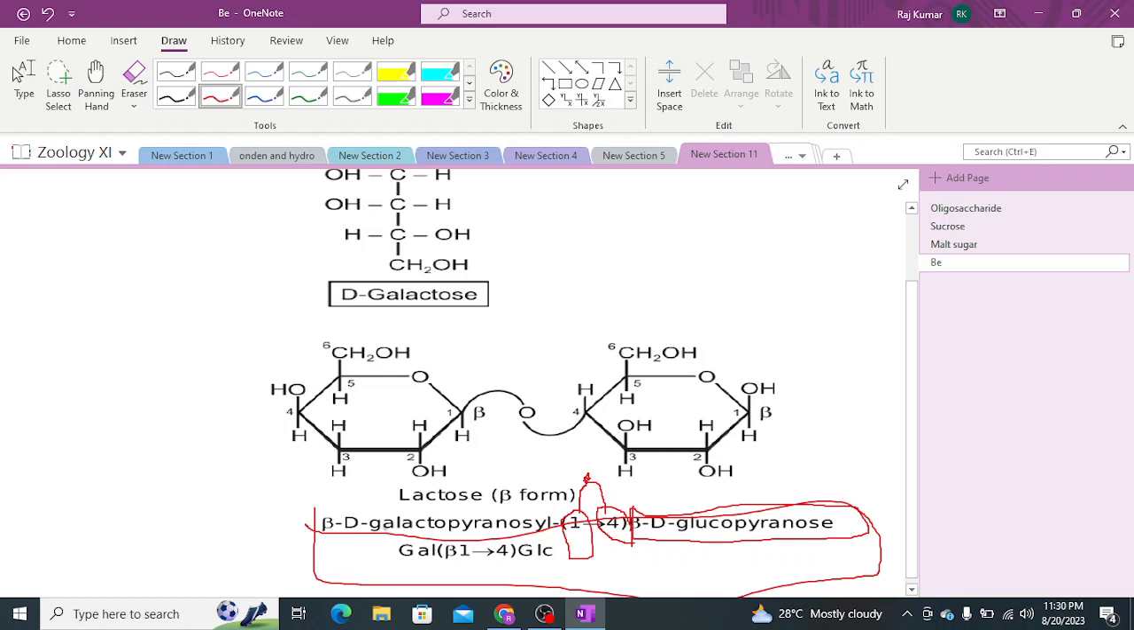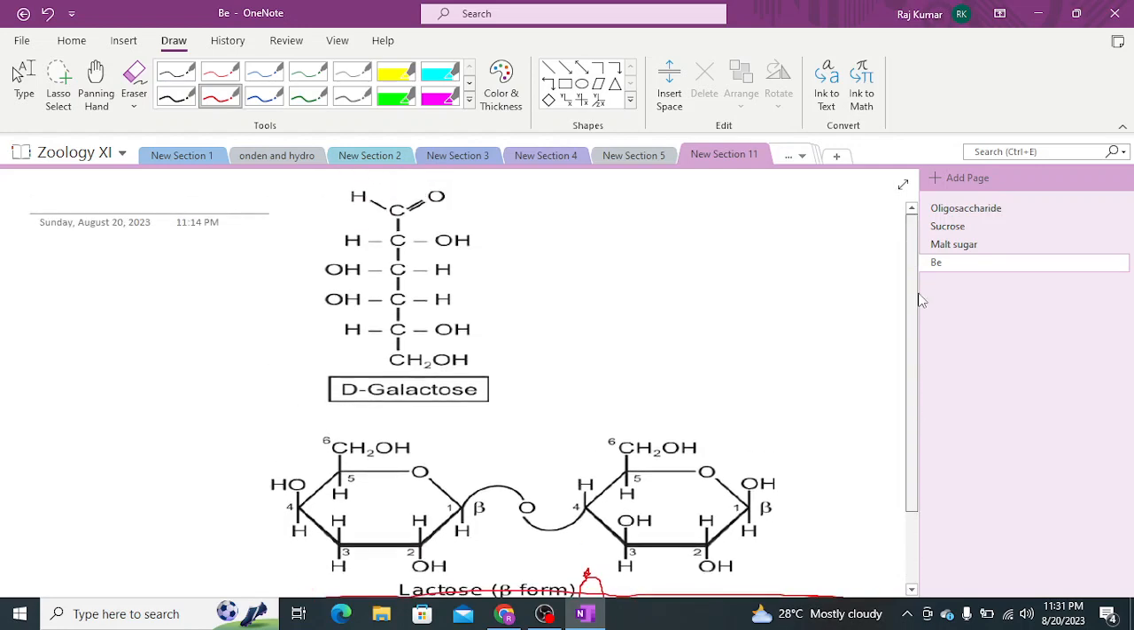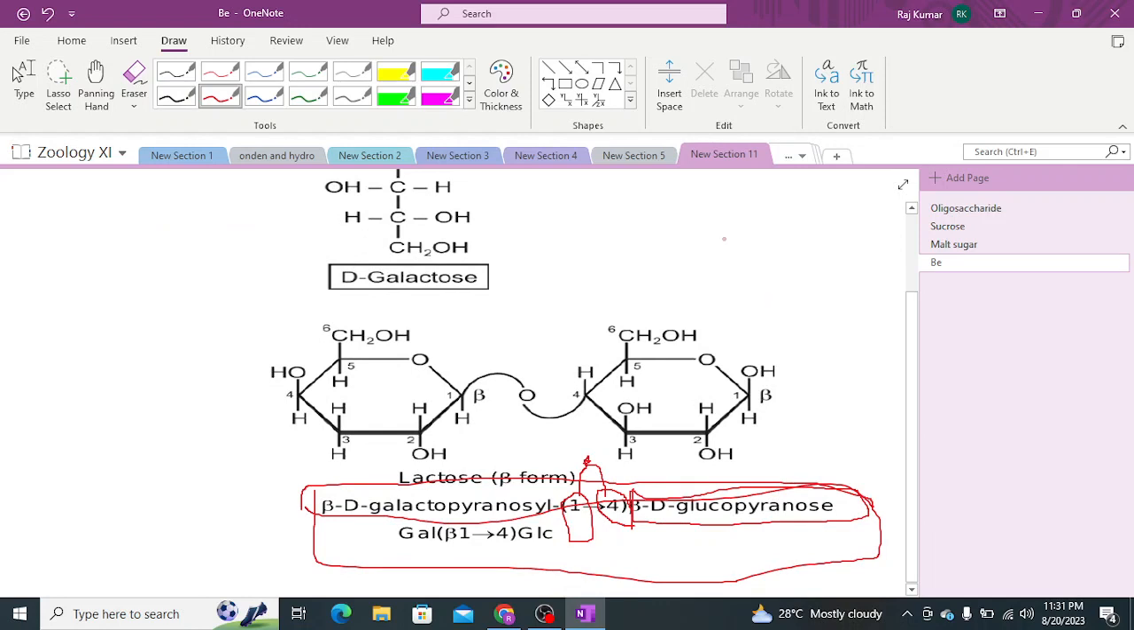First, we have beta D galactopyranosyl sugar, and secondly, we have beta D glucopyranosyl sugar. Beta D galactopyranosyl sugar gives its hydroxyl group from the first carbon, and beta D glucopyranosyl sugar gives its hydroxyl group from the fourth carbon, due to which they form a linkage between them, which is beta D galactopyranosyl 1 to 4 beta D glucopyranosyl linkage. This is a long name, but you don't need to memorize it. Rather, you should go for the concept, because the concept is what is required.